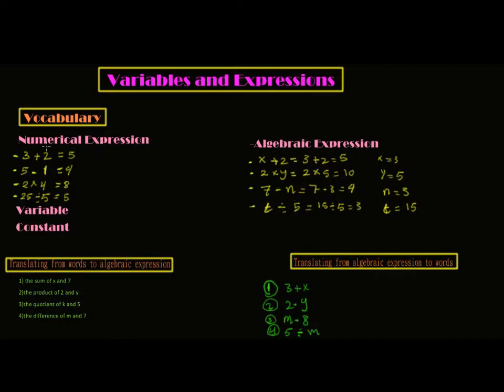So the difference between the numerical expression and the algebraic expression is, in the first case, all elements are numbers, so we call that expression a numerical expression. On the other side, we have an algebraic expression, with an element which is unknown, so I don't know the value of that element, and I have to give you the value of that element to find the value of the expression completely. Okay, so that is the difference between numerical expression and algebraic expression.